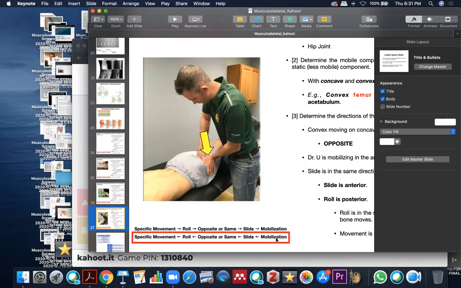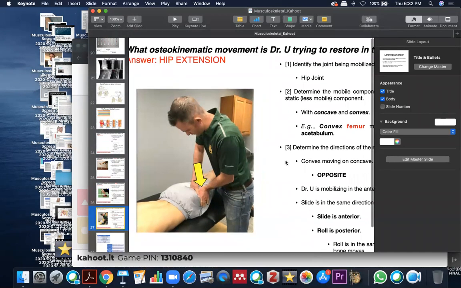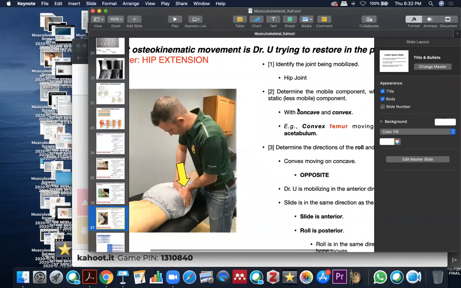If the mobilization is anterior, the slide would have to be anterior. And now the only thing to do is figure out if it's opposite or same, and then we can predict the roll, and from the roll we can deduce the movement. So here we've got the hip joint. It looks like he's moving the femur relative to the pelvis, or the acetabulum.